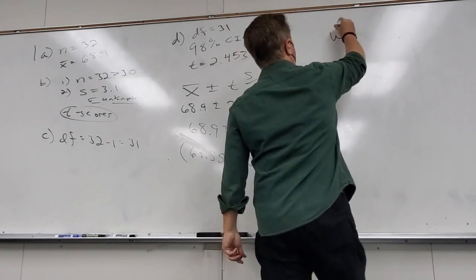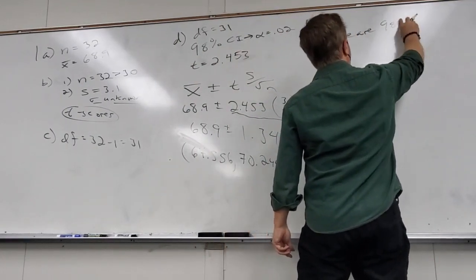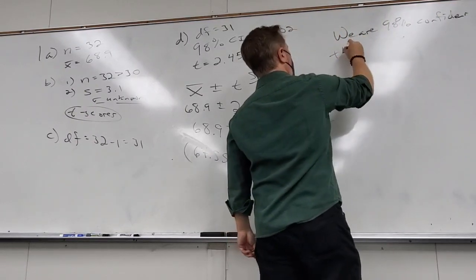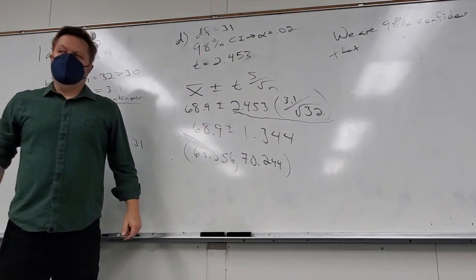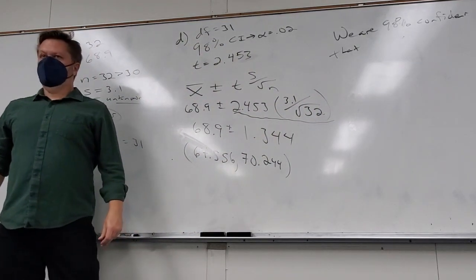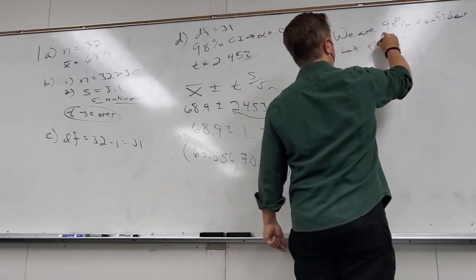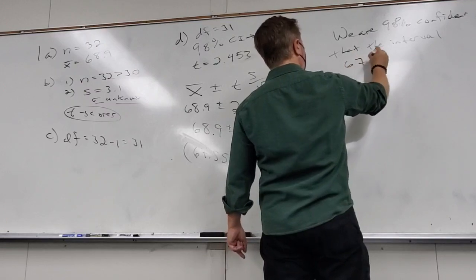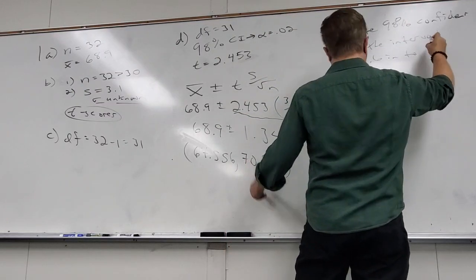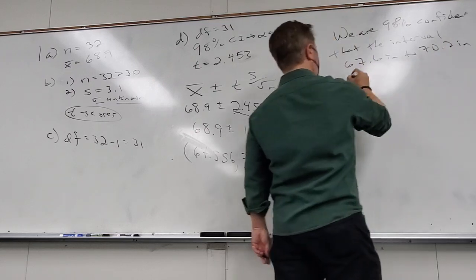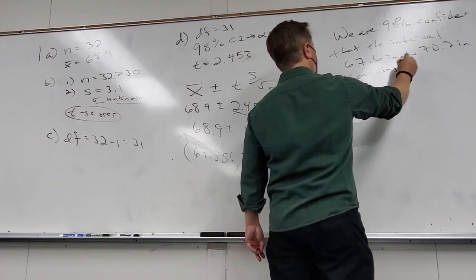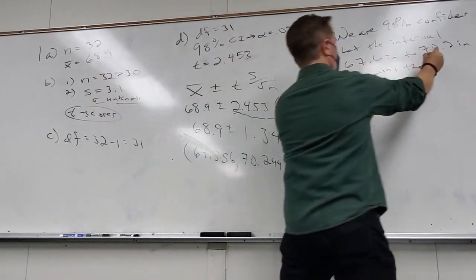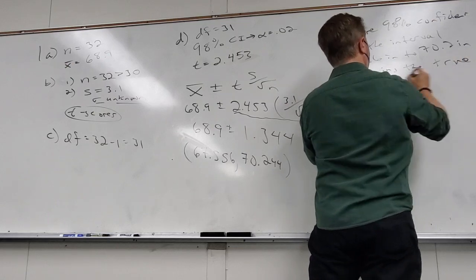We are 98% confident that what? This interval, I like it, the interval 67 point, I'm just going to round 6 inches to 70.2 inches contains what? True mean height of them.